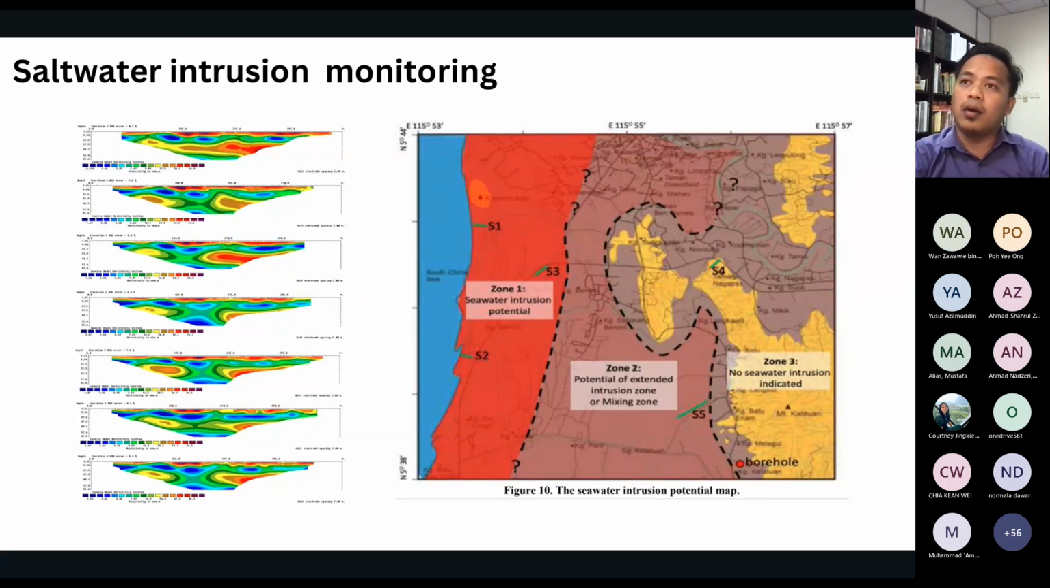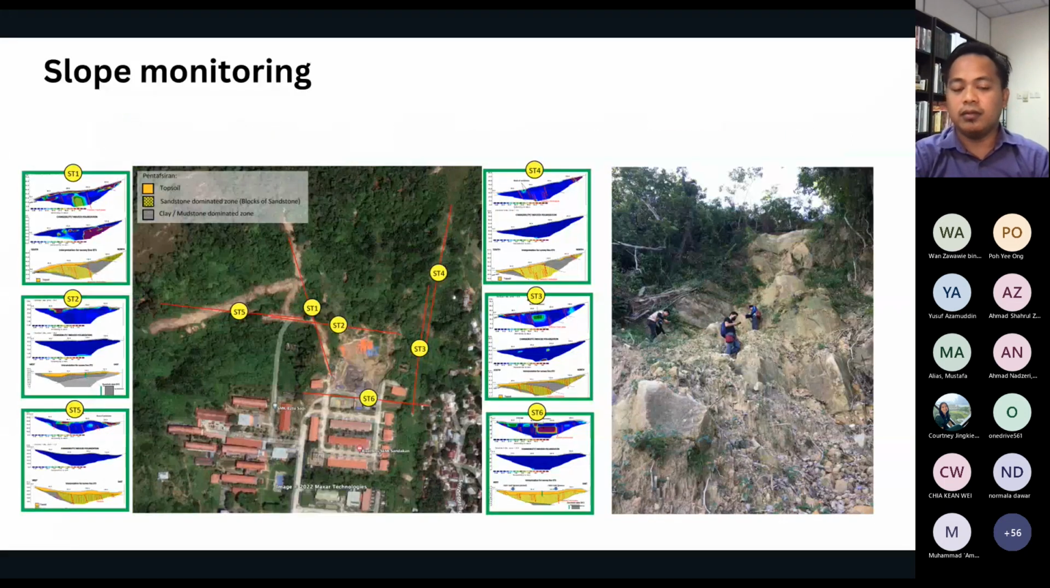And recently we did it in another area in Sabah, in Papar, for example, in here, we monitored that for different monsoons or different seasons. So in the rainy season, how this saltwater intrusion reacts, and what happened during the dry season. So that is another example where we could use this monitoring, and slope monitoring as well.